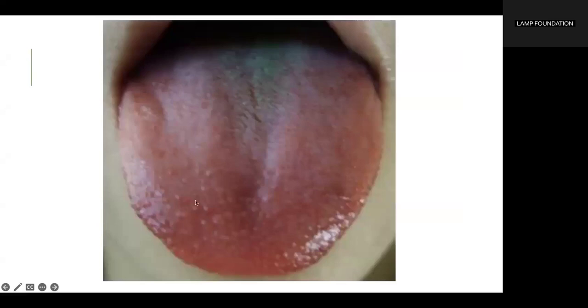So here you could see a tongue that has a rather red front or lung area, without coating. So this is lung empty heat.